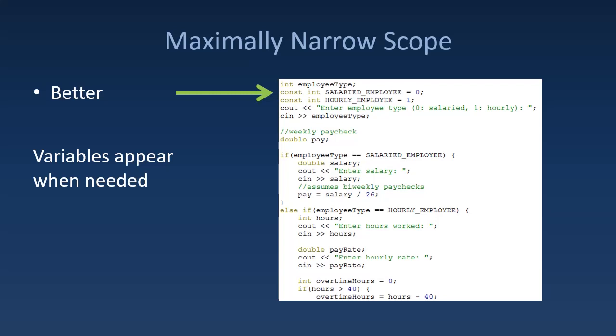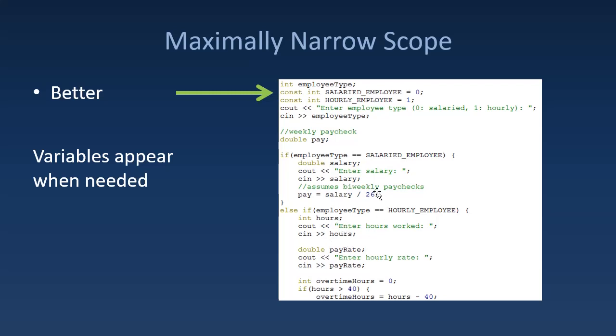All right, so if I'm writing a program to read in information about an employee and calculate their paycheck, I'll declare some variables to store what type of employee, salaried or hourly. I'll read that in, and then I'm going to figure out if they're a salaried employee, I need to get their salary, so I'll declare that just in the if. If they're an hourly employee, I need their hours and pay rate, so I'll put that in the else if. But if they're salaried, I don't need to know their hours. So there's no point in declaring that variable for the whole program. I'm just going to restrict that to where it's needed.